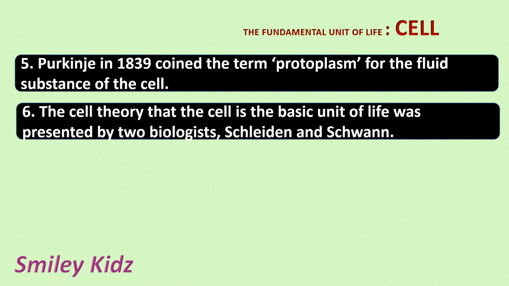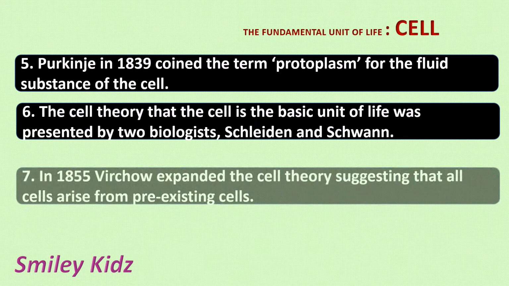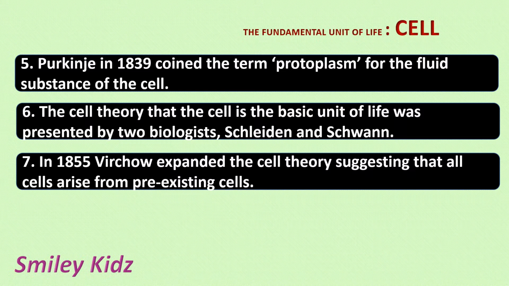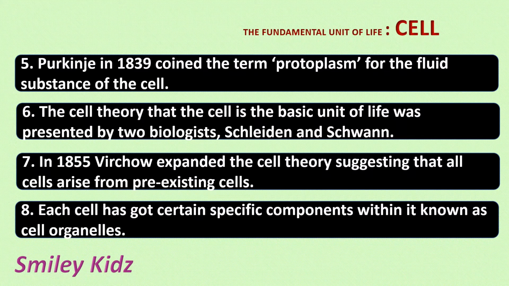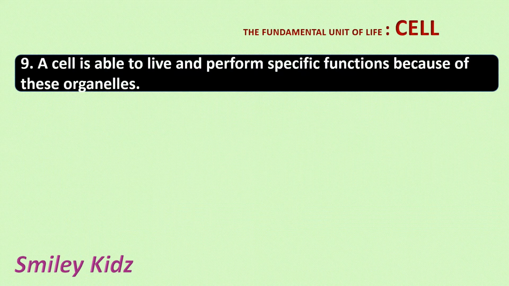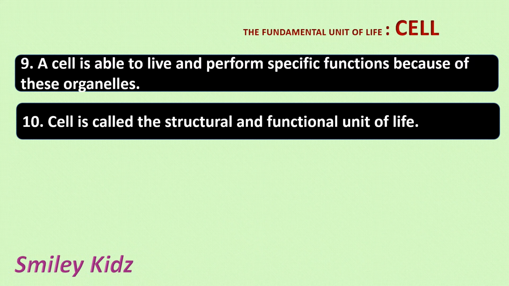The cell theory that the cell is the basic unit of life was presented by two biologists, Schleiden and Schwann. In 1855, Virchow expanded the cell theory, suggesting that all cells arise from pre-existing cells. Each cell has certain specific components within it known as cell organelles. A cell is able to live and perform specific functions because of these organelles. Cell is called the structural and functional unit of life.